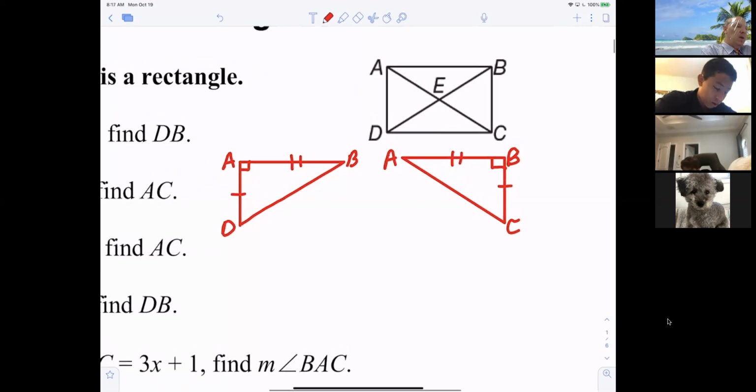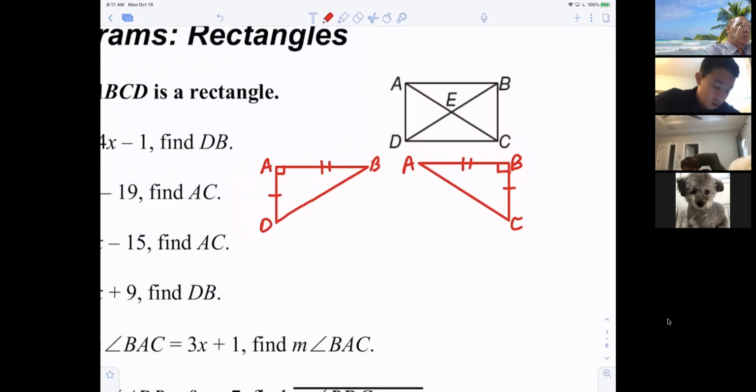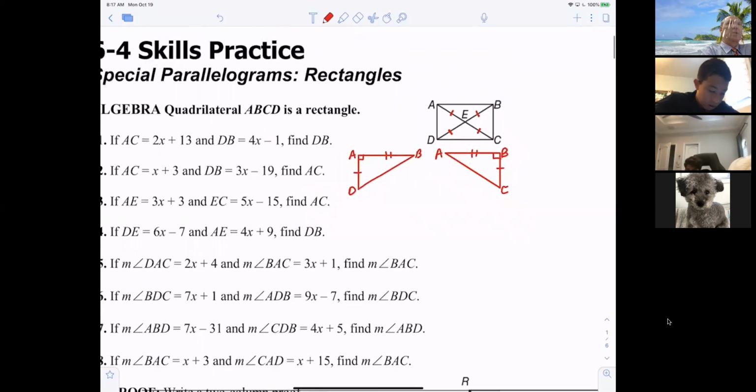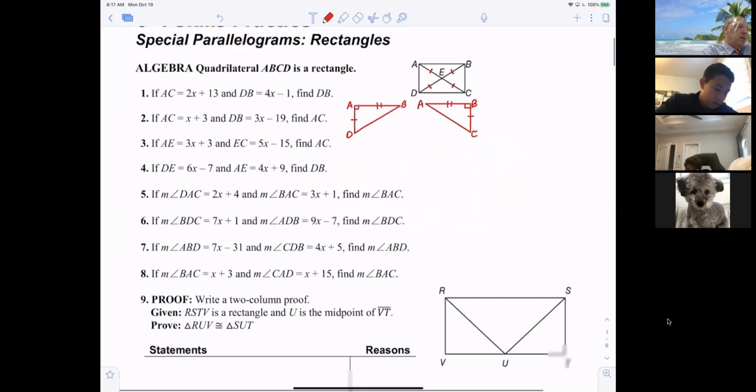Now, because the diagonals are congruent, what's true about AE, EC, EB, and ED? They are all equal. If AC is congruent to BD and they bisect each other, that means all of those pieces are equal. Is everybody okay with that? Essentially, that's it. That's what makes the rectangle special. So let's knock this out real quick.